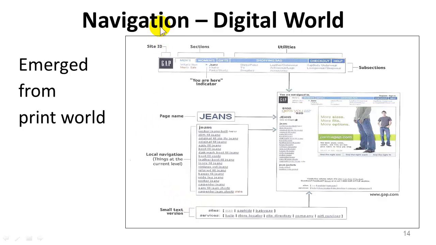Okay, so the navigation in the digital world essentially has emerged from our print or physical world. So here we have some screenshots from the Gap navigation, where we have a site ID, so we are always aware of where we are. The "you are here" indicator, in this case we have a little icon plus jeans is bolder. This is typography and the icon. When we click on something, we go to another page, which here again gives us the site ID and navigation related to where we've clicked on.